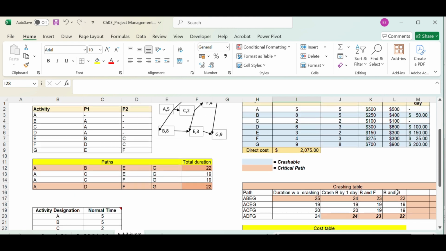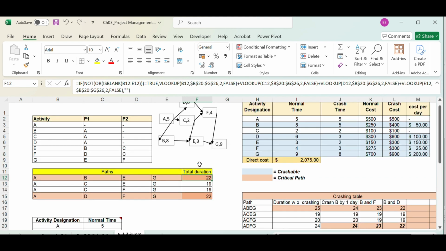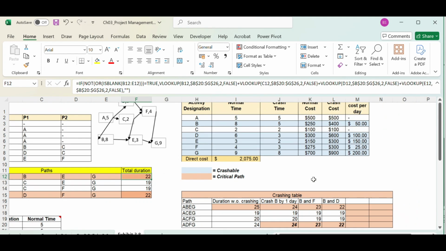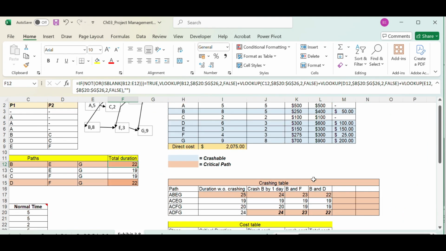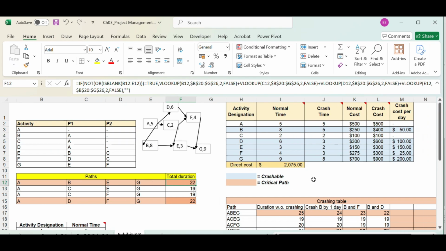Given this, we have crashed it to a duration of 22. Our project will complete in 22 time units at this point of time. Okay. Now let's crash another activity.